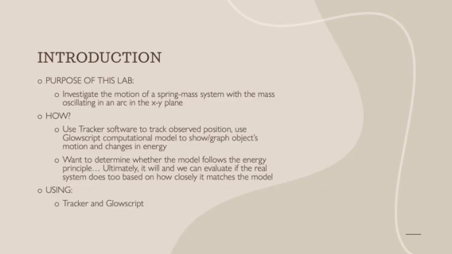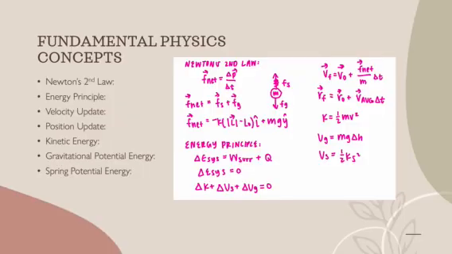So the purpose of this lab is to investigate the motion of a spring mass system with the mass oscillating in an arc in the xy plane. We're going to do this using Tracker software to track the observed position of the mass, which is a ball on a spring, and then use the GlowScript computational model to show and graph the object's motion and changes in energy. Ultimately, we want to determine whether or not the model follows the energy principle, and ultimately it's going to, and we can evaluate if the real system does too based on how closely it matches the model. We're going to do this using Tracker and GlowScript, as I said before.